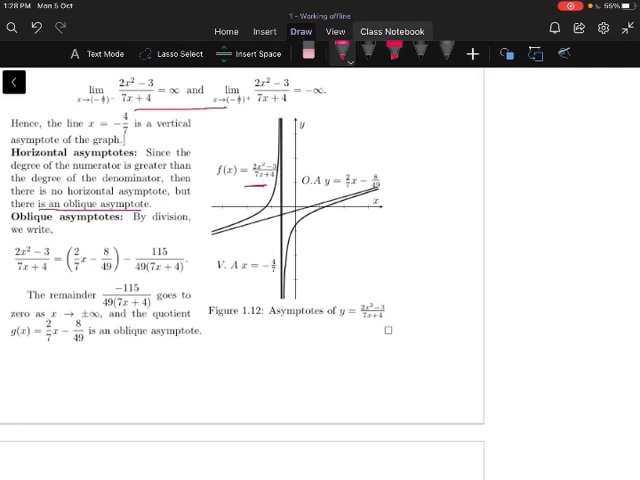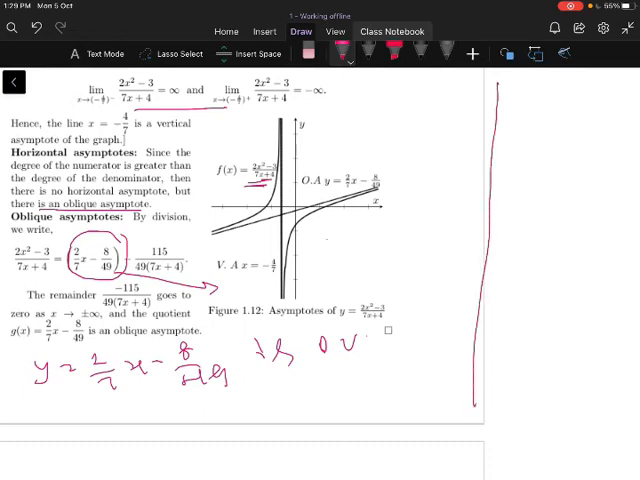How do you get the oblique asymptote? So divide the numerator, 2x² - 3, by the denominator, 7x + 4. When you divide it here, the quotient will be (2/7)x - 8/49. So this will be the oblique asymptote. Therefore, that can be written as y = (2/7)x - 8/49, the oblique asymptote here. So now let us draw this.